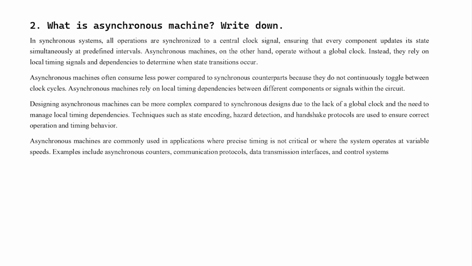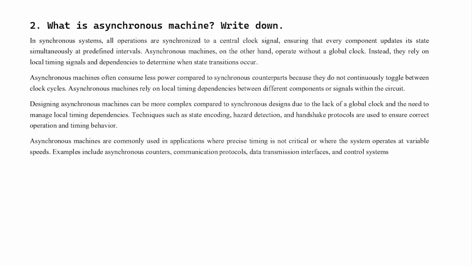Asynchronous machines often consume less power compared to synchronous counterparts because they do not continuously toggle between clock cycles. Asynchronous machines rely on local timing dependencies between different components or signals within the circuit. Designing asynchronous machines can be more complex compared to synchronous designs due to the lack of a global clock and the need to manage local timing dependencies. Techniques such as state encoding, hazard detection, and handshake protocols are used to ensure correct operation and timing behavior.